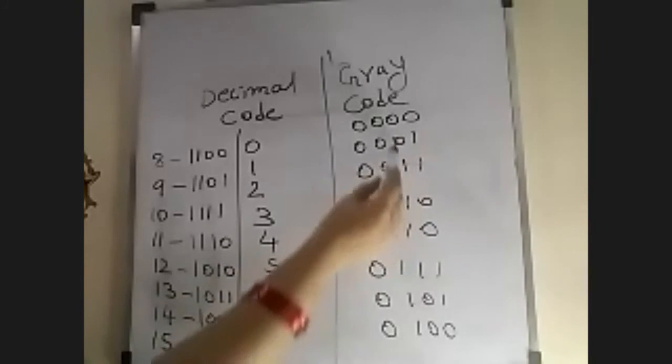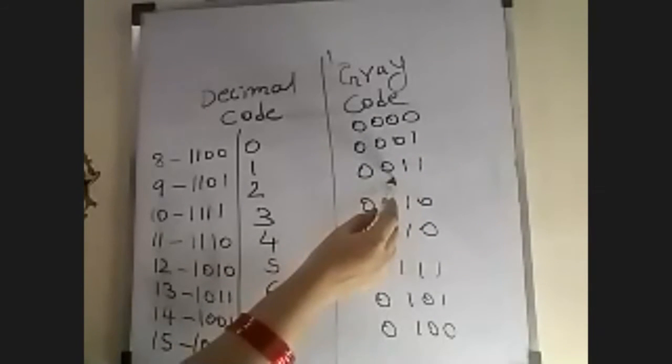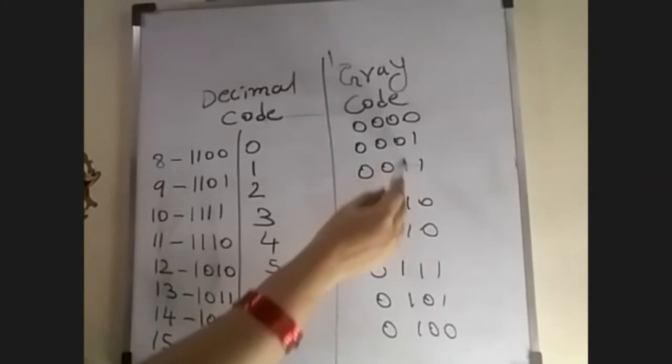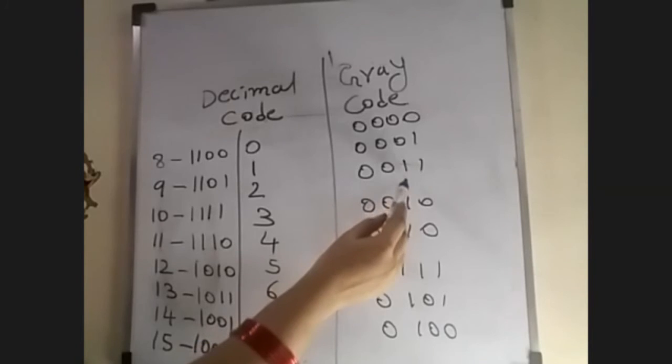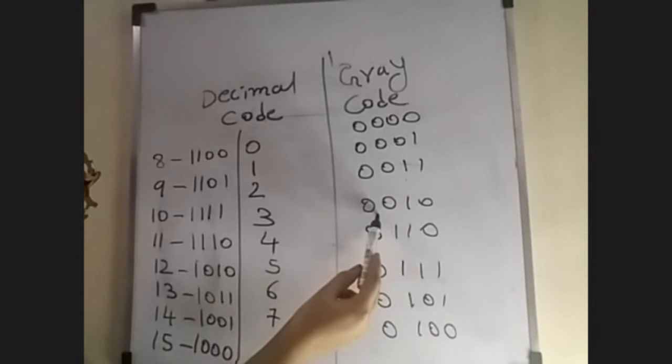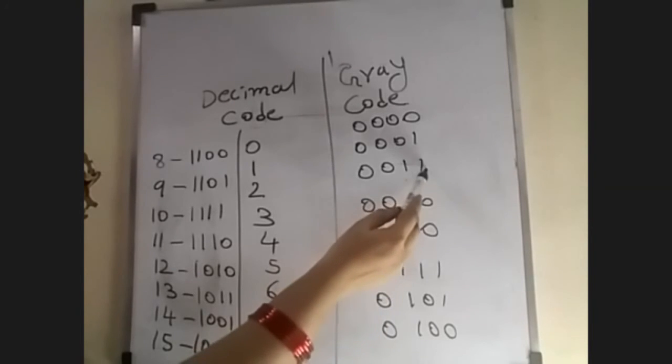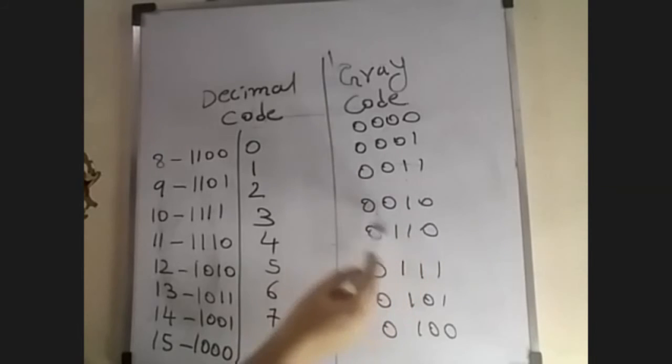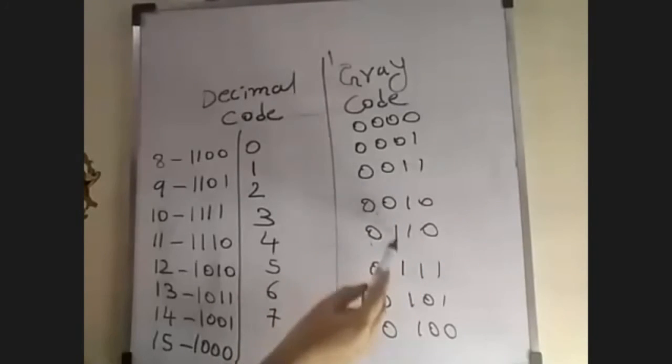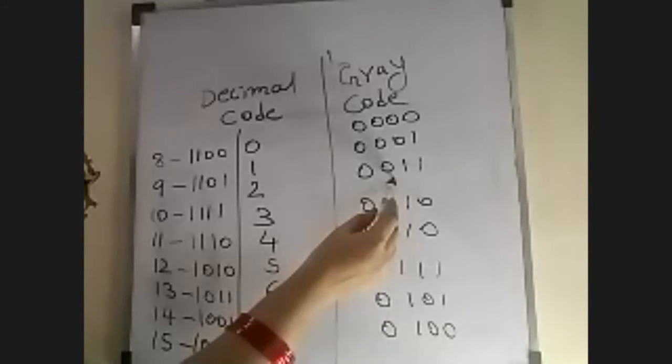And observe these 2 adjacent codes. Here one value is the same, and here it will differ from 0 to 1. Observe these 2 adjacent groups, they differ only in this bit position. Observe these 2 bit groups, they differ only in this position. Is it clear or not what I am saying here? Yes, ma'am. Yeah, this is a unit distance code.